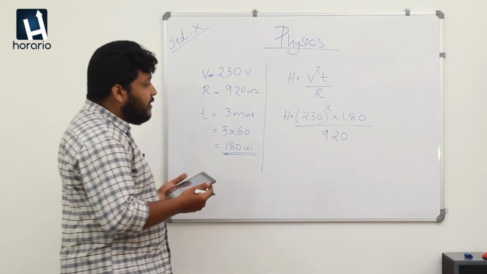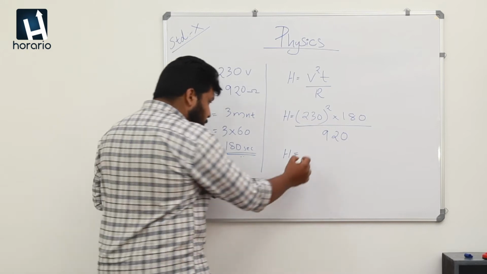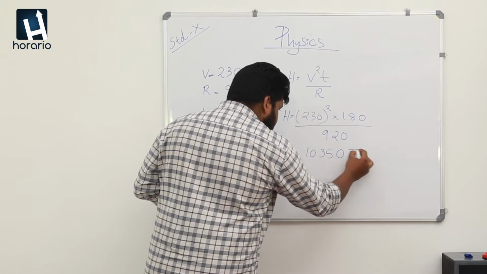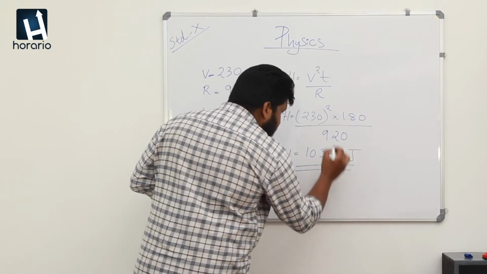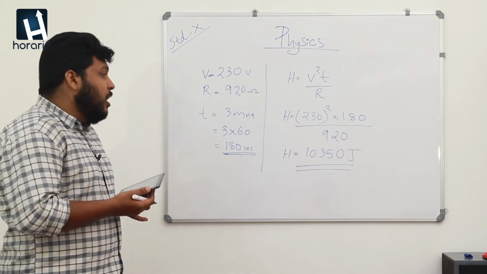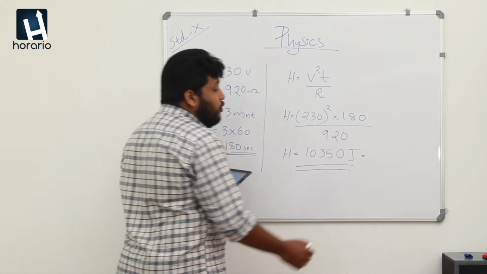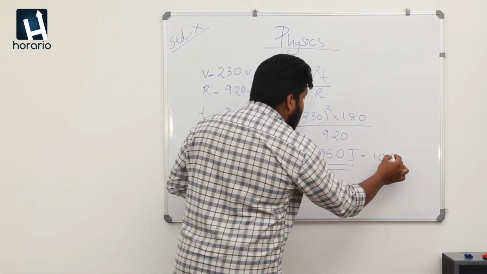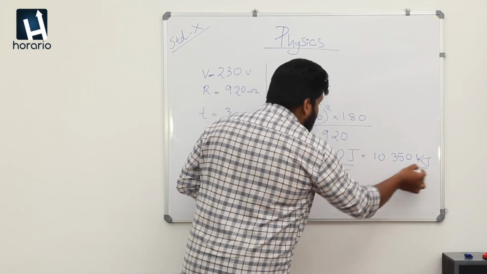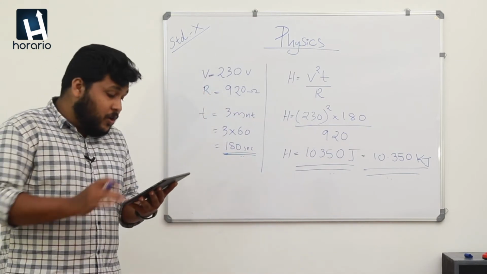By solving this, we will get a heat energy H of 10,350 joules. How can we convert this joule into kilojoule? By dividing it with 1000 and it will be 10.350 kilojoule.